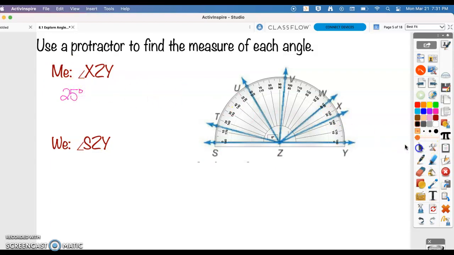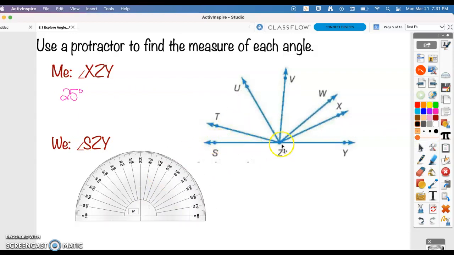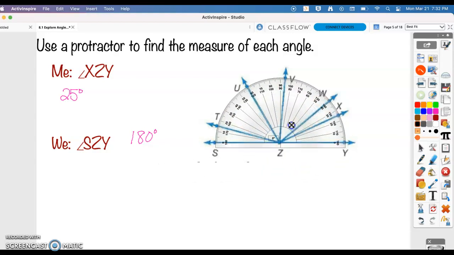The next one we have is SZY. You'll notice that this forms a straight line, and you might remember from previous years that a straight line is equal to 180 degrees. I can show you that by lining up my protractor. Line up that 0, your straight line down here. So 0, 180.